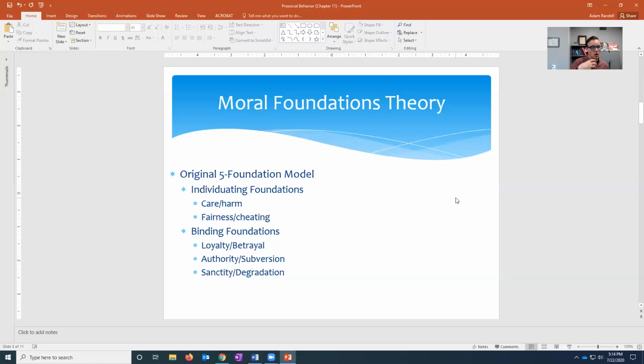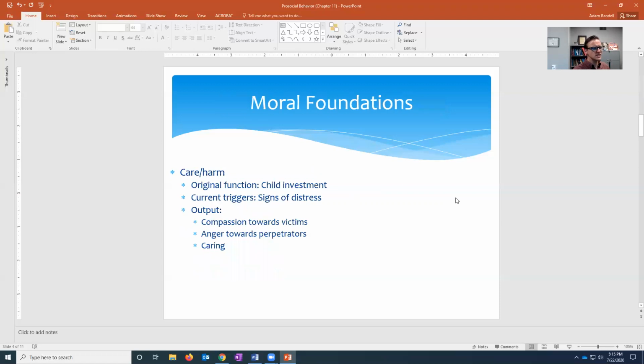And humans are a group animal, all right? We're a social species. And so living in a group and maintaining group life is important for us. So let's first talk about the individuating foundations. So the first foundation is care and harm.